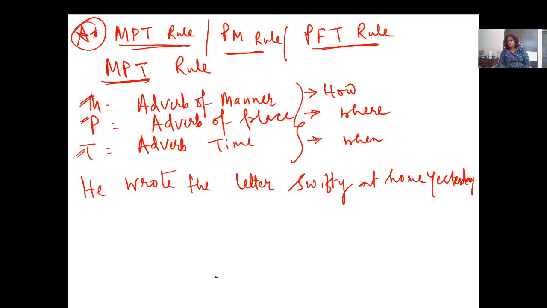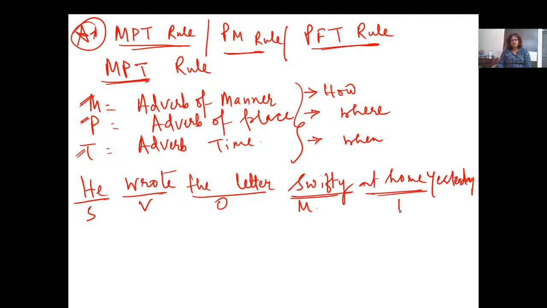He wrote the letter swiftly at home yesterday. Here, he is the subject, wrote is the verb, and the letter is the object. How did he write? He wrote swiftly. This is the manner.